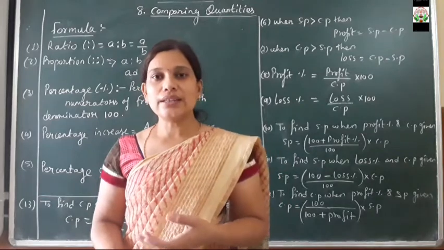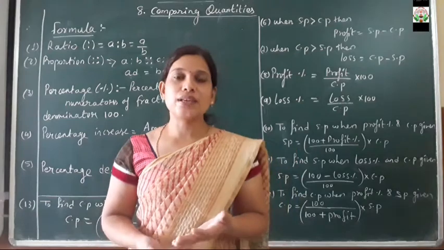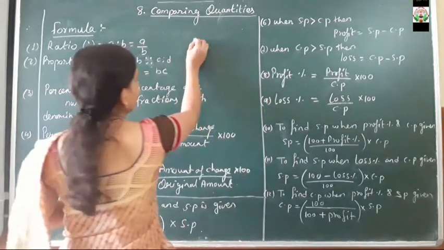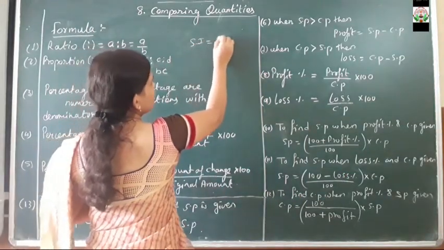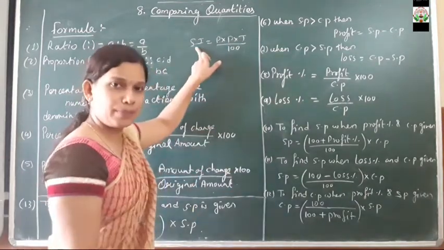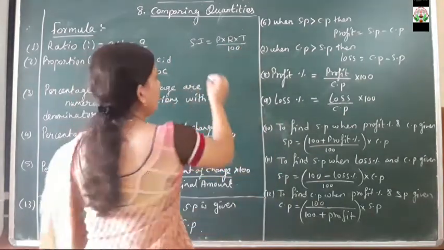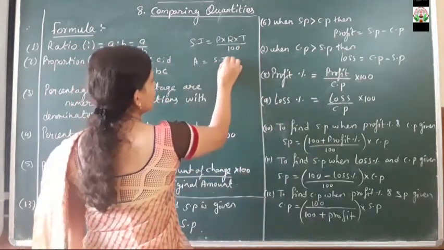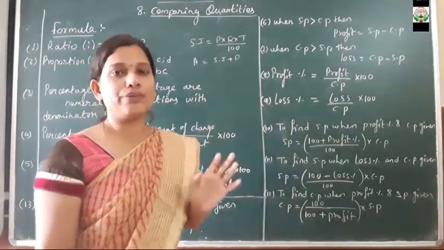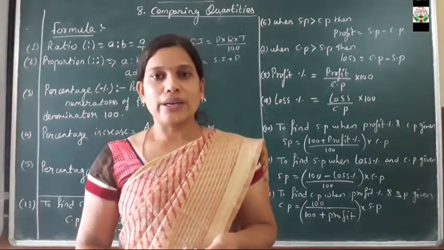More formulas are there, that is simple interest and amount. Two more formulas are there. Now what is simple interest? In short, I am going to write the formula: simple interest is equal to P into R into T upon 100, where everybody knows SI means simple interest, P means principal, R means rate, T means time. The amount is equal to interest plus principal. So these are the two more formulas which are going to be very important for you to study. So these are the formulas, students, you have to learn by heart.